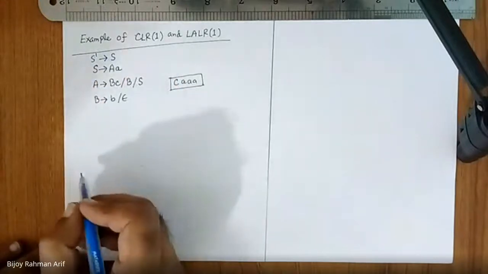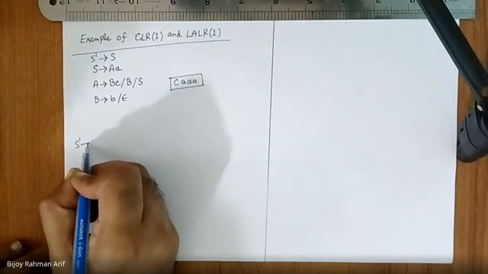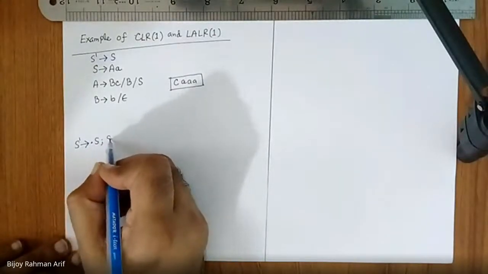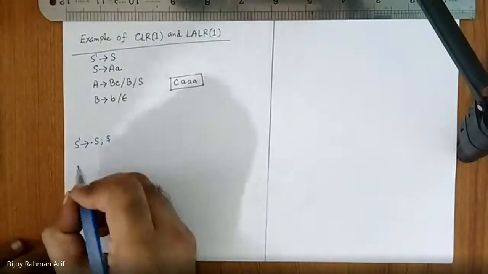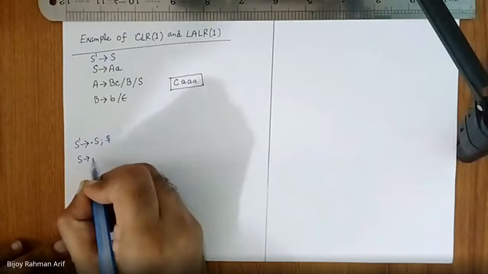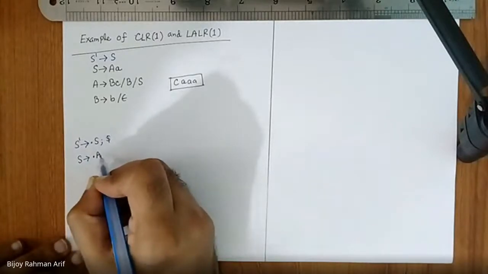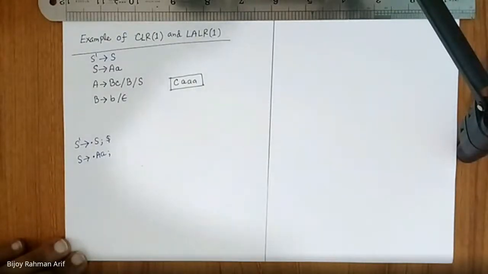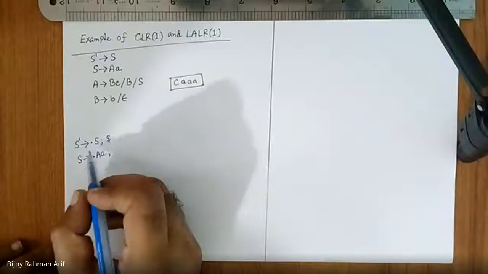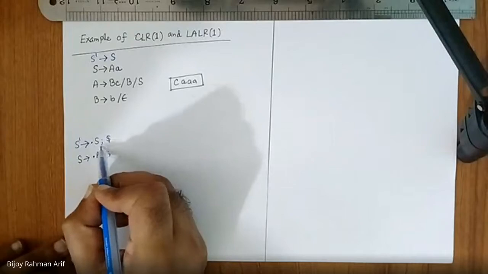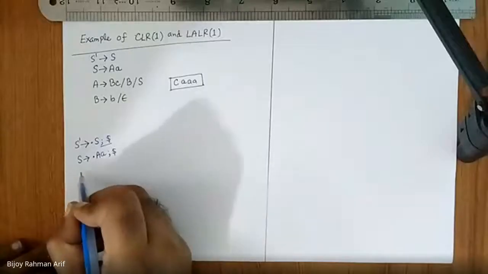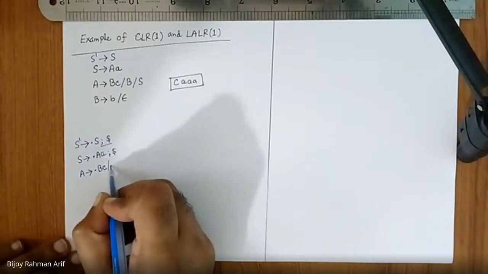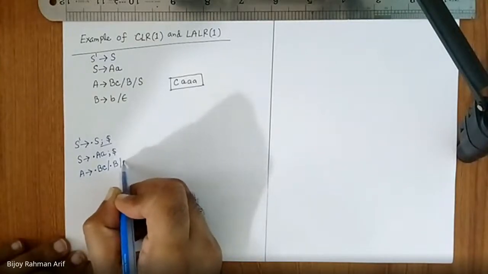Now let's start from here. S dash derives dot S. What would be the look ahead? Dollar. Then S derives dot A, capital A, small a. What would be the look ahead? Dollar, because you add this production because of this S. Now you have to add A derives dot BC or dot B or dot S.